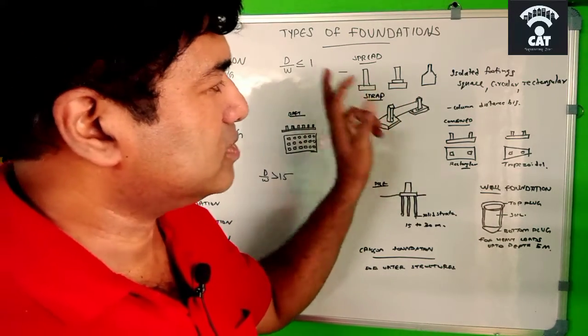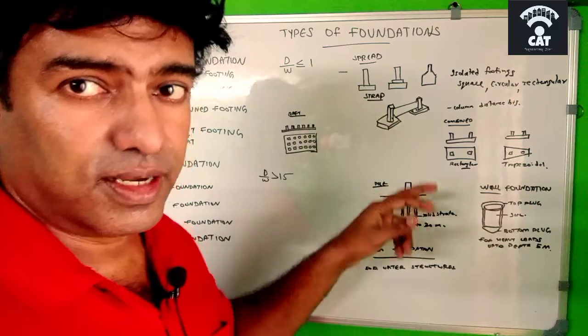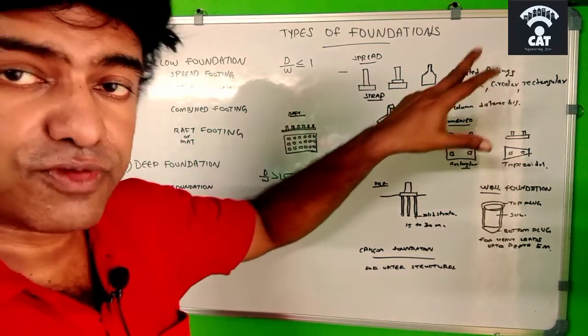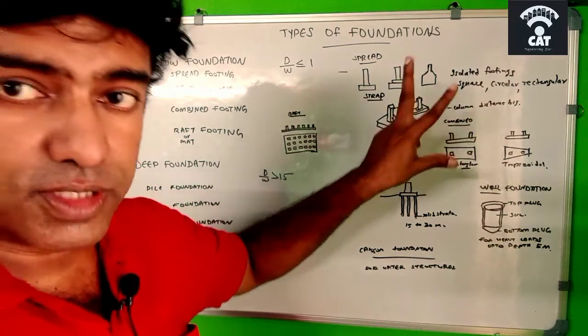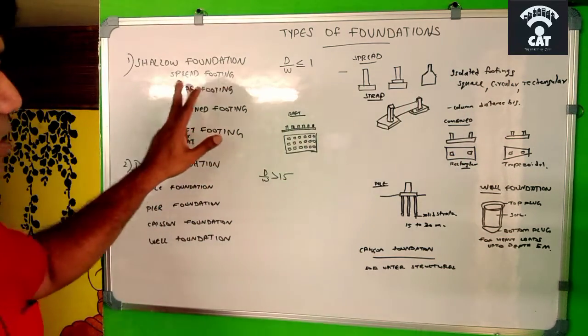This can take the shape of square, circular, or rectangular. When you see it from the top, as a plan, it can be square, rectangular, or circular. So that's about the spread footing.